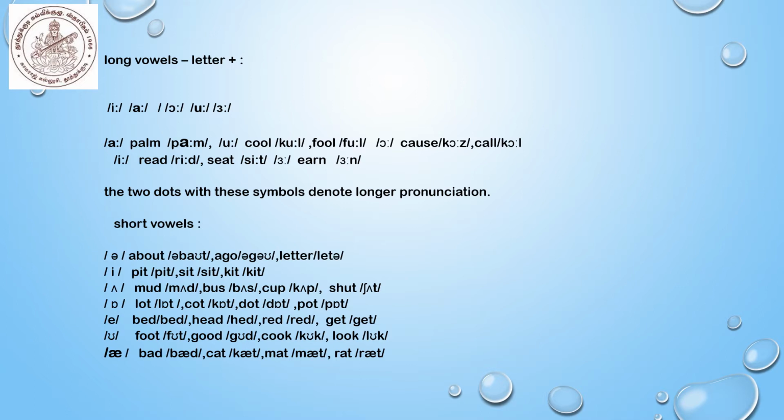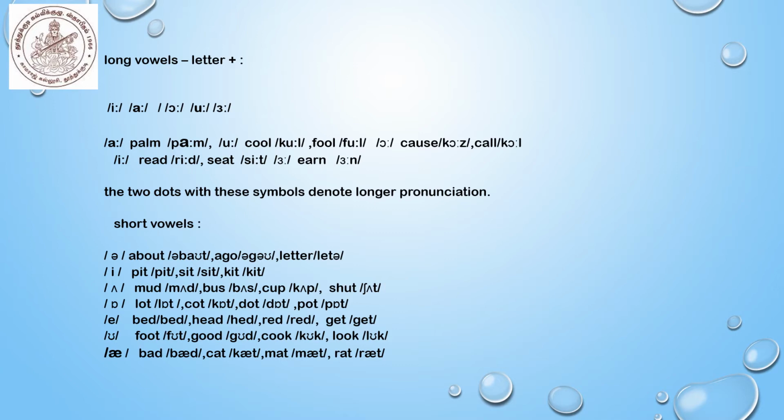Now, when we learn about monophthongs, we should also know about long vowels and short vowels. In Tamil, we learn kuril and nedil. In the same way, in English also, we have long vowels and short vowels. Long vowels are nedil, short vowels are kuril. In English, whenever we differentiate a long vowel from a short vowel, we find a colon after a vowel sound.